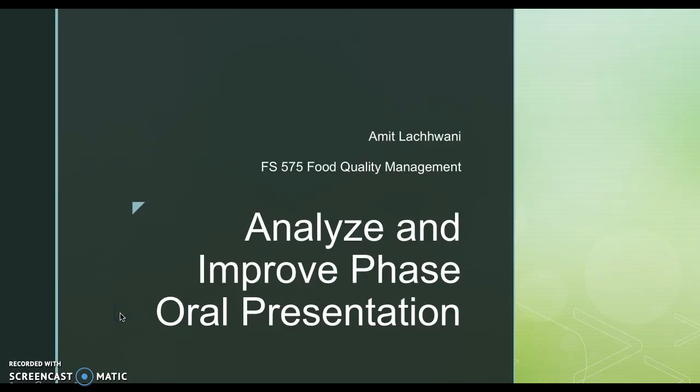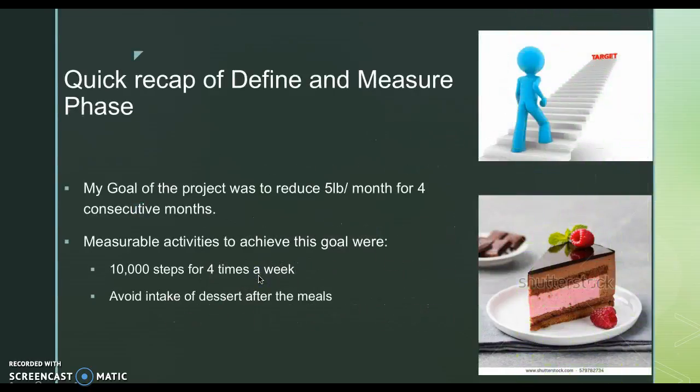So, to start with the presentation, a very quick recap of the define and the measure phase. My goal for this project was to reduce 5 pounds per month for 4 consecutive months, and the measurable activities that I decided I would be doing were walking 10,000 steps at least 4 times in a week, and avoiding dessert after meals. Avoiding dessert would reduce the number of calories I'm taking in per day.